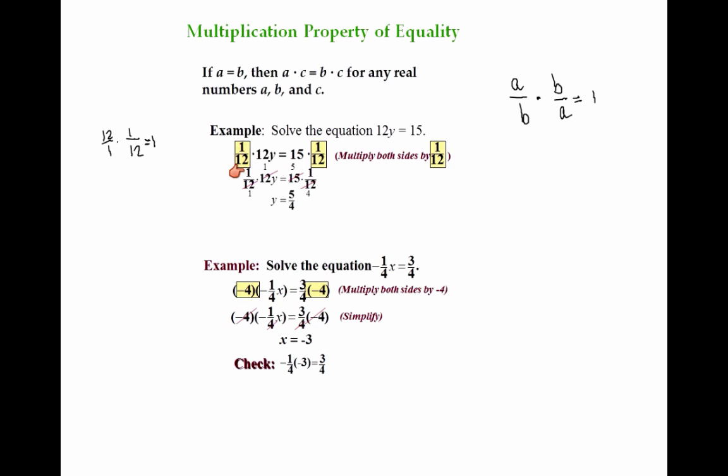So there I have it. 1 over 12 times 12, that gives me just 1. 1 times y, that's how I would isolate y. So on the other side, I get 15 times 1 over 12. I can reduce that to 5/4.